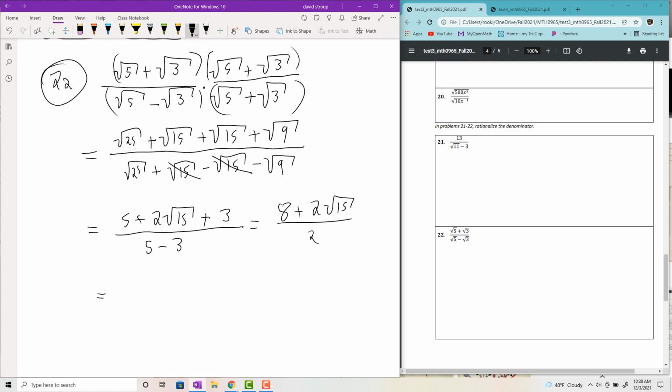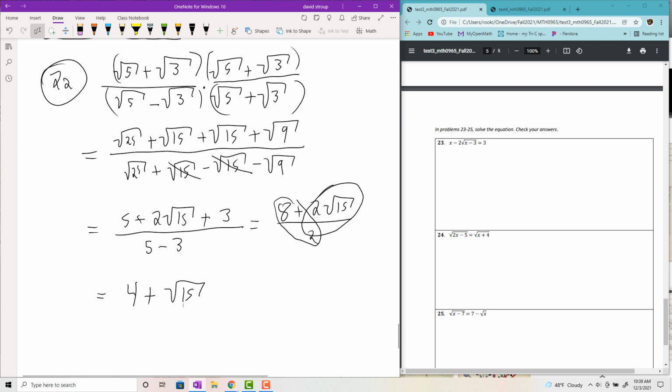And then you can simplify that. You can butterfly it, right? Like this. And you have 8 over 2, which is 4, plus 2 root 15 over 2, which will just be root 15. The 2's will cancel. Okay, so definitely have to be able to rationalize denominators.